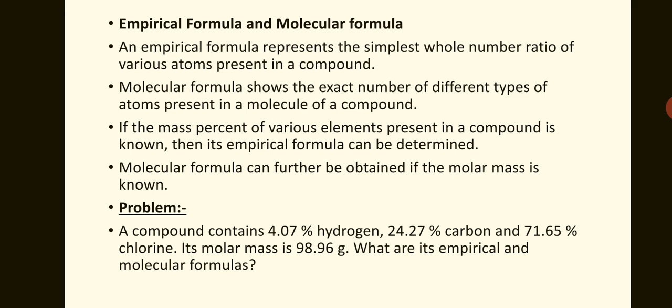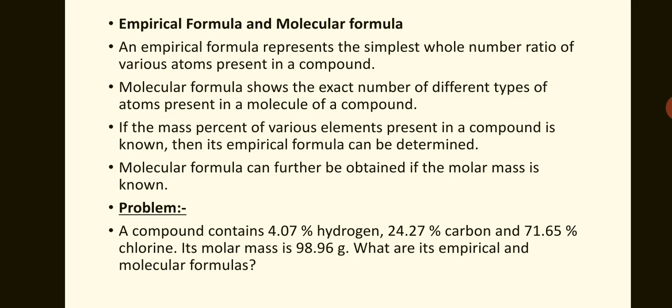So first of all we will see what is empirical formula. Empirical formula is also called simple formula. An empirical formula or simple formula represents the simplest whole number ratio of various atoms present in a compound. This is the definition of empirical or simple formula. Now, molecular formula shows the exact number of different types of atom present in a molecule of a compound.